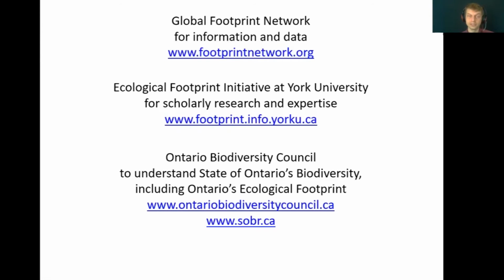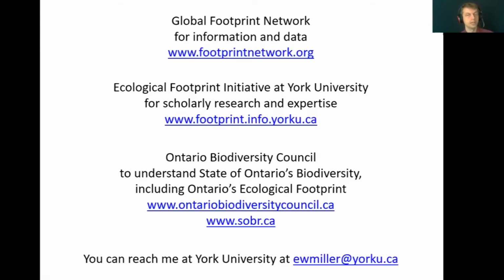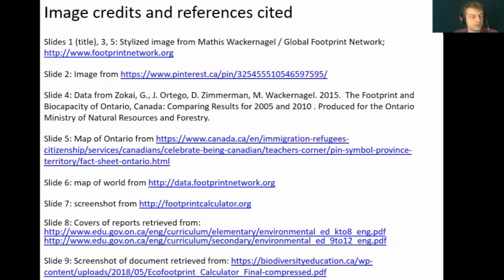And there's the Ontario Biodiversity Council, which helps to understand the state of Ontario's biodiversity, including Ontario's ecological footprint. Ontario's ecological footprint is one of the measures used in the State of Biodiversity Report for Ontario, and you can find that report at sobr.ca. If you have any questions, or if you'd like to get a copy of these slides, you can reach me at York University at ewmiller@yorku.ca. If you're interested in the slides, I also have references cited and links to where I got the images.